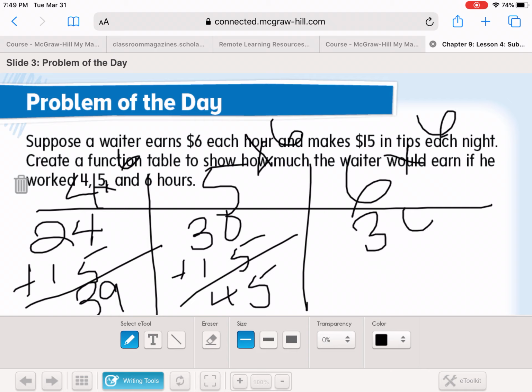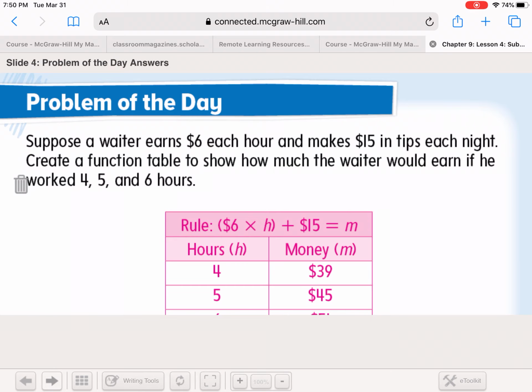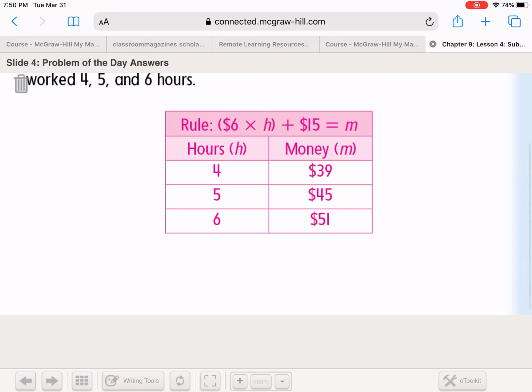All right, 36 plus 15, carry my 1, 51. All right, let's check my work, you guys. Woof, I got it right. 6 times how many hours, which is here, 4 plus 15. Okay?